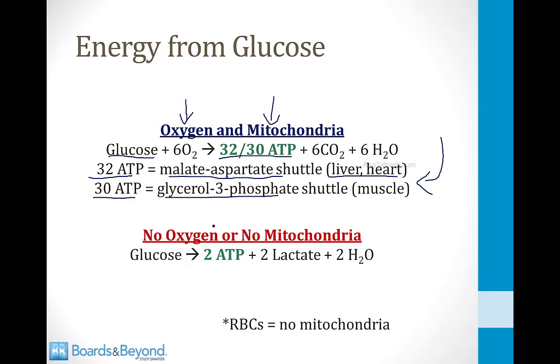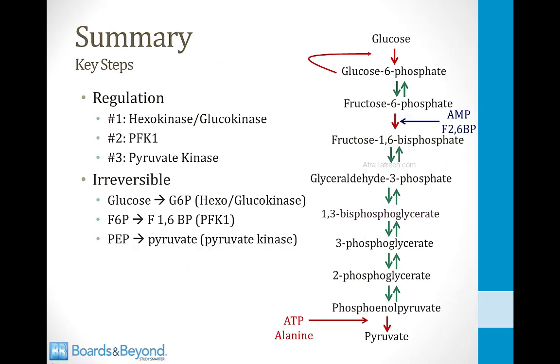Now, if the cell does not have oxygen, or if there are no mitochondria present, then that cell will carry out anaerobic metabolism. And this is what happens especially in red blood cells because they lack mitochondria. So in cells like this, glucose is converted into only 2 ATPs plus lactate and water. I'll finish with a couple of summary slides.